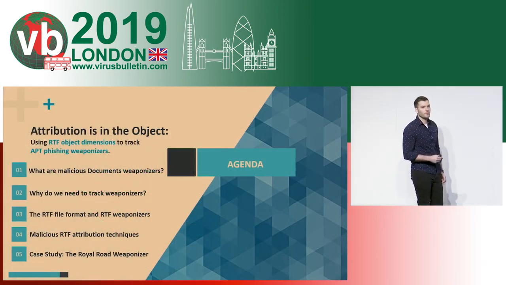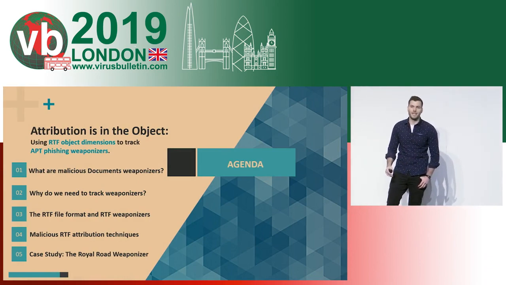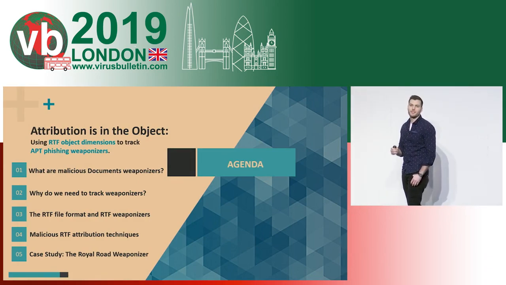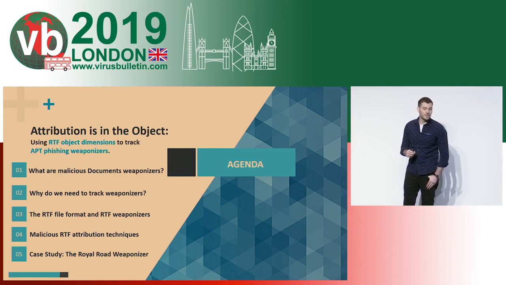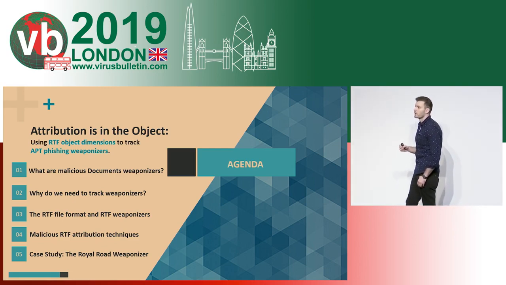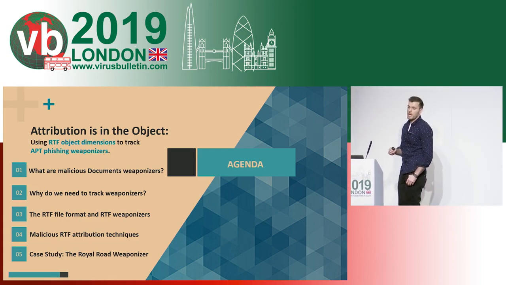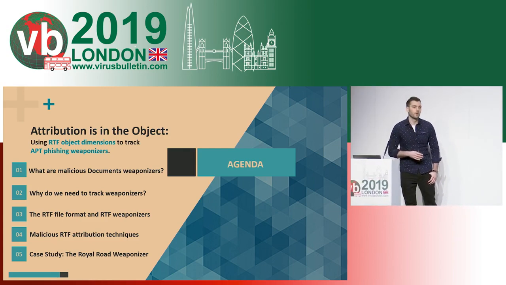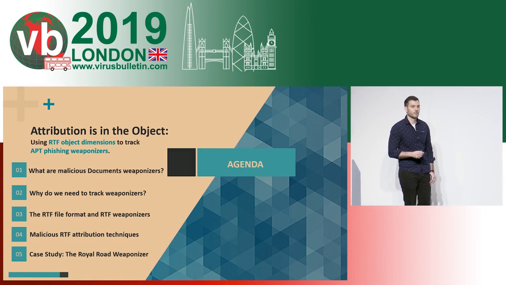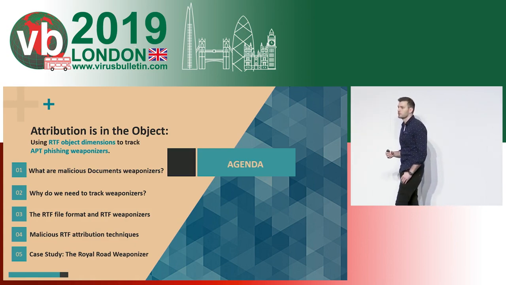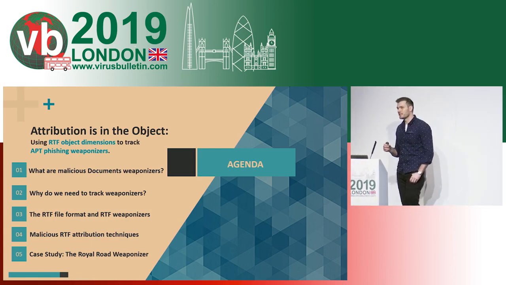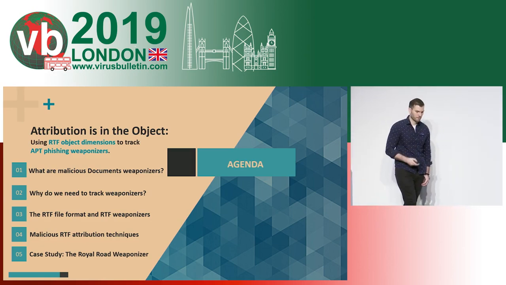So, Attribution in the Object: using RTF object dimensions to track APT phishing weaponizers. We are going to start by defining what a document phishing weaponizer is. We're going to explain why we need to track these weaponizers. We're going to dig deep on the RTF file format and RTF weaponizers particularly. Then we're going to discuss four attribution techniques for RTF phishing files. And finally, we're going to end with an APT case study on the Royal Road RTF weaponizer that was used by both Chinese and then Indian APTs for a very brief period of time.